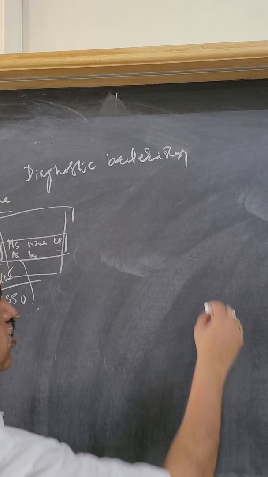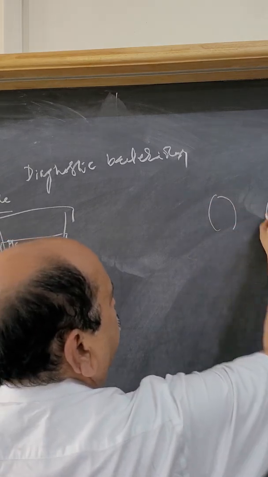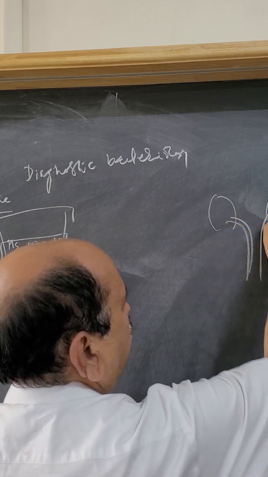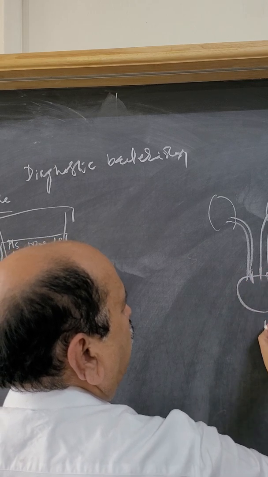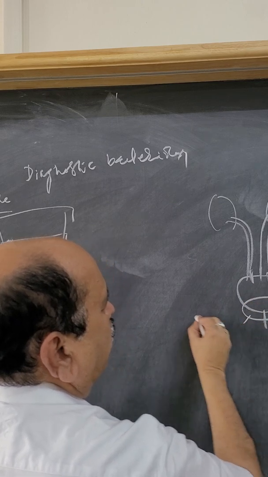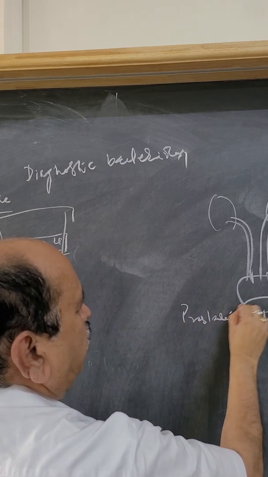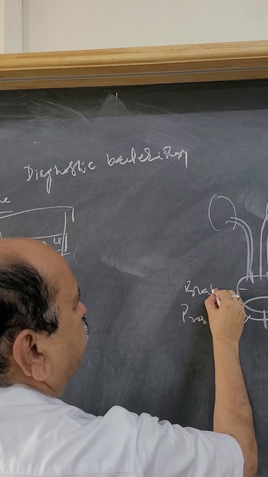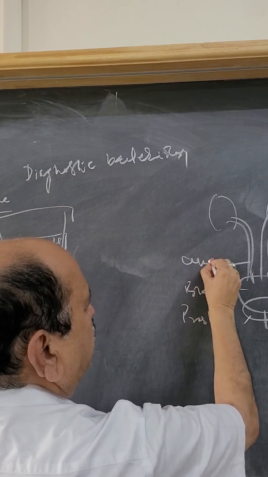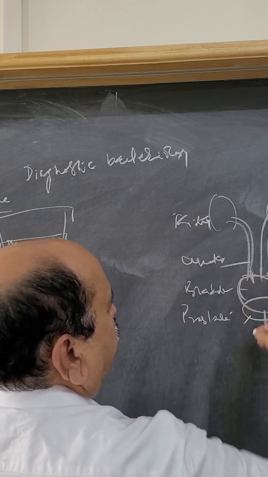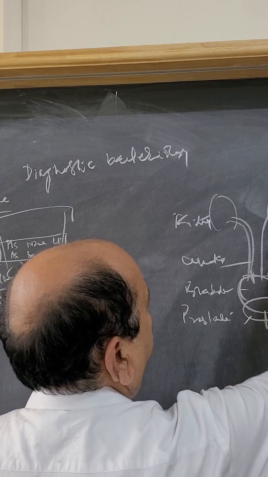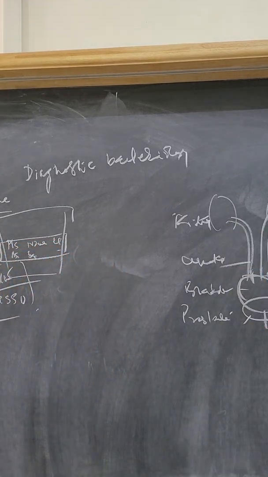So, urinary tract infection: prostate, bladder, ureter, kidney. Urinary tract infection is common in females compared to males because of the short urethra and the proximity of the anal region to the urethral region.